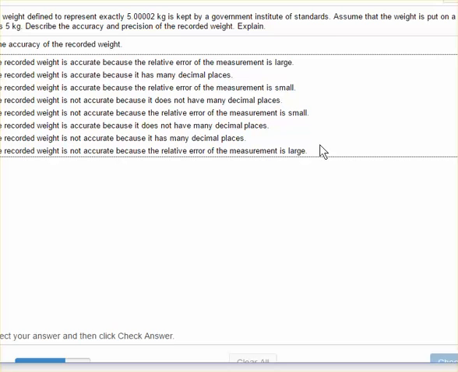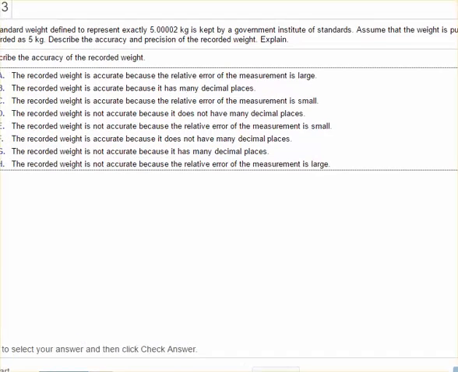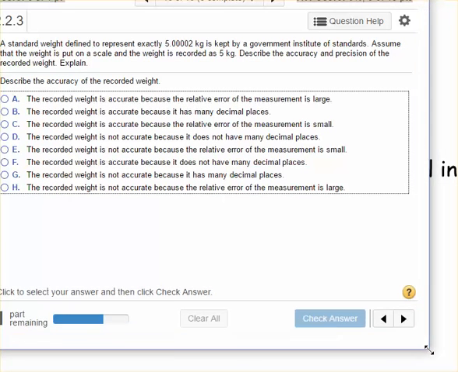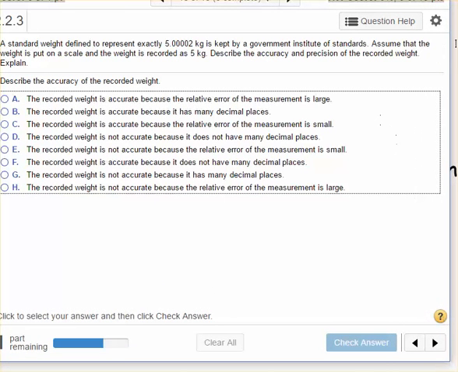So let's take a look at the question that we are dealing with in this section. This is section 2.2. Let me scooch it up so we can see the whole question. The question says, a standard weight defined to represent exactly 5.00002 kilograms is kept by the Government Institute of Standards. Assume that the weight is put on a scale and the weight is recorded as 5 kilograms. Describe the accuracy and precision of the recorded weight.